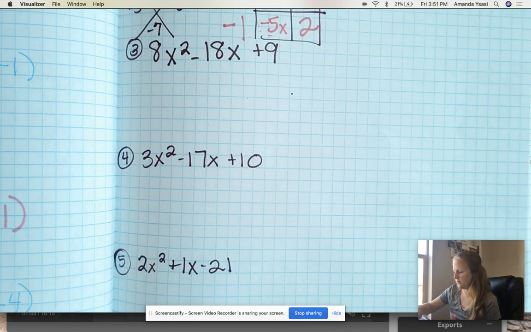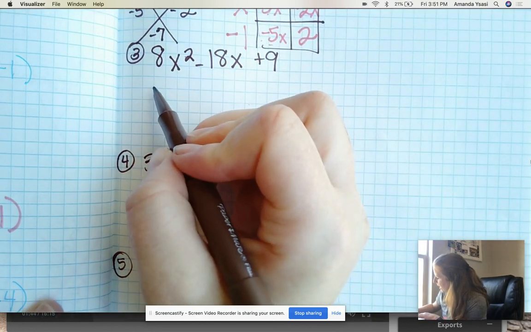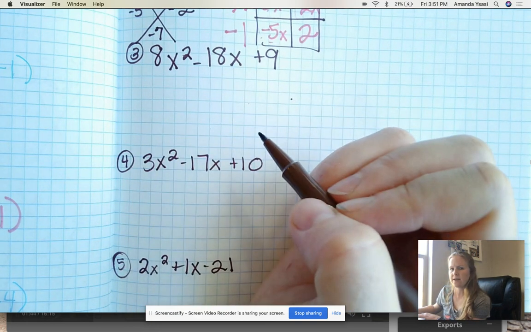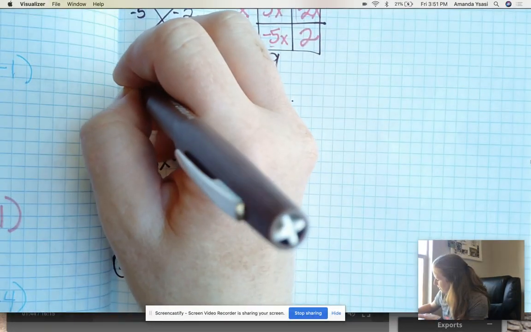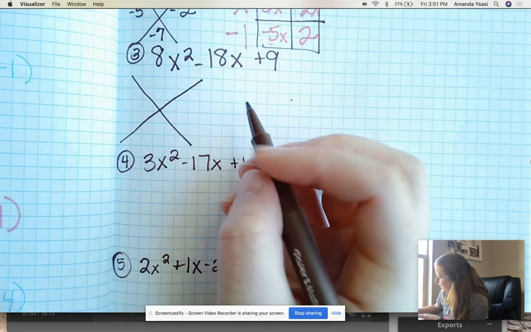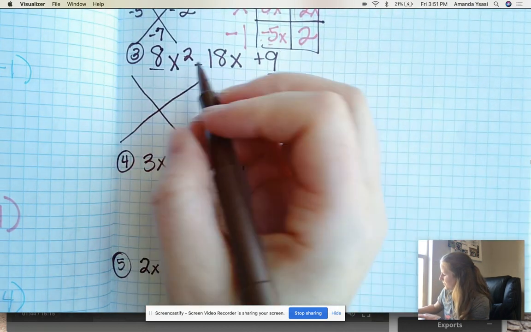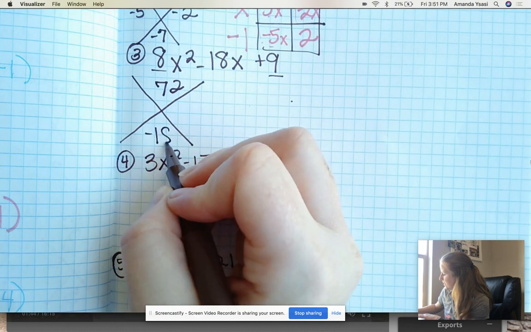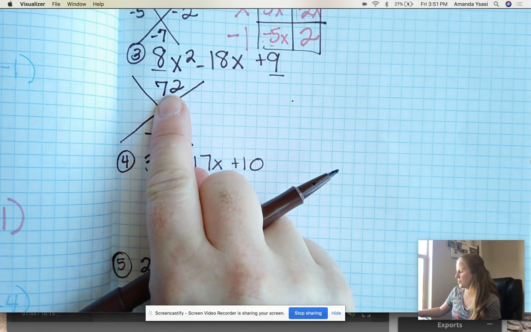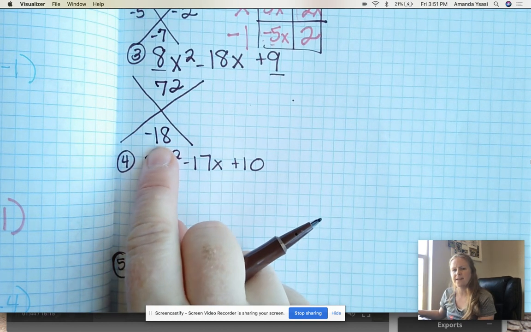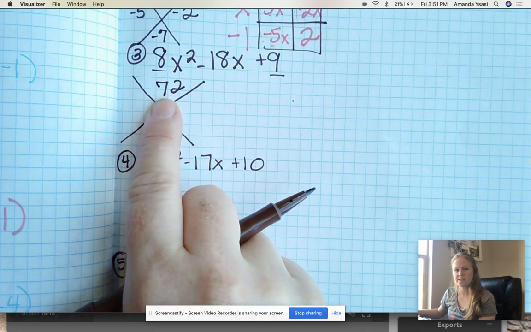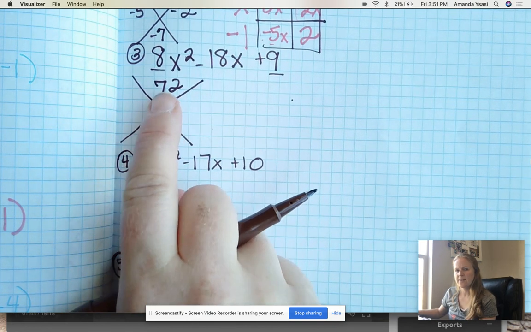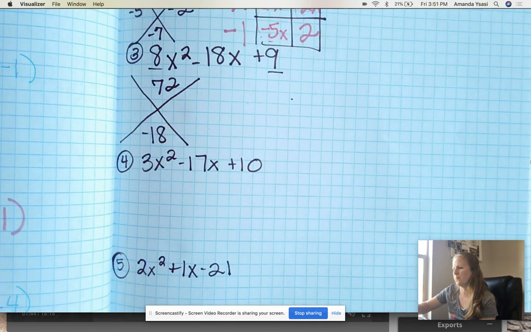Here are 3 more examples. So we have 8, negative 18, and 9. They don't have anything in common, so I can't do anything there. So I'm going to do the AC. So 8 times 9 is 72, and B is negative 18. So how can I get 72 that adds to get a negative 18? So since this is positive and this is negative, then that means my 2 factors are negative.